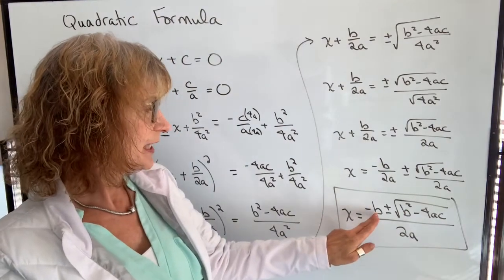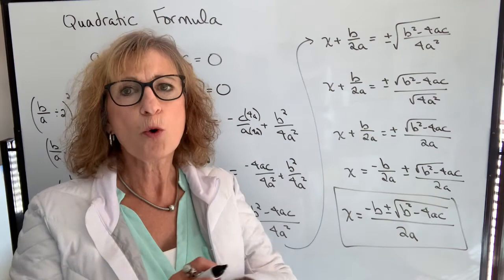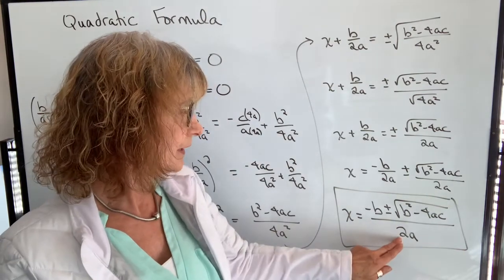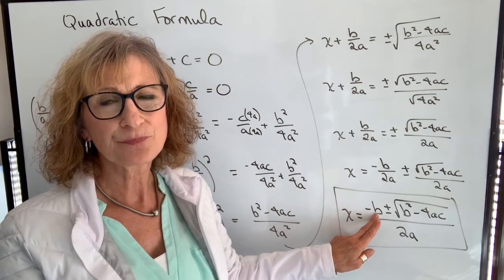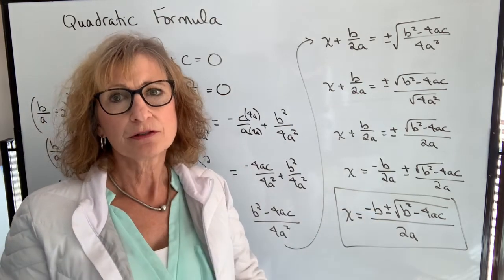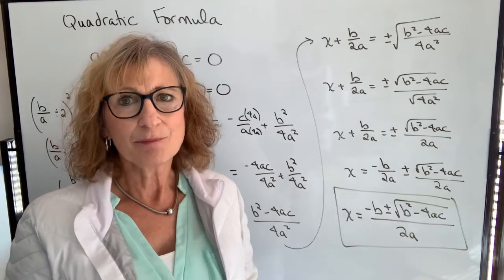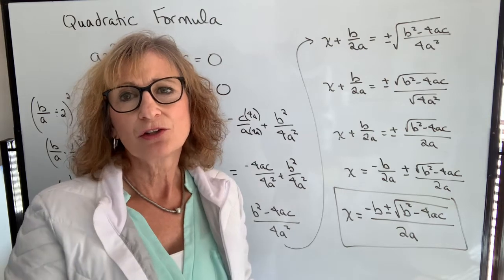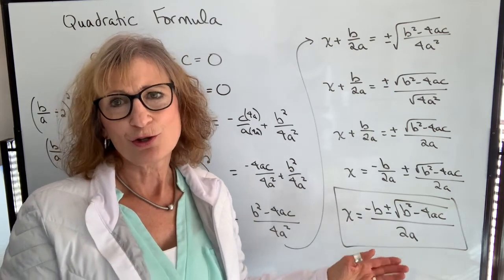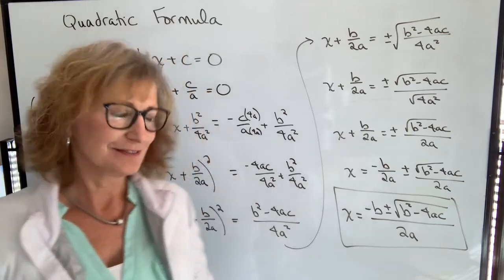The solution will be negative b plus or minus the square root of b squared minus 4ac, the whole thing over 2a. A lot of times students forget to include this term in the numerator. So it's that whole numerator divided by 2a. It's probably something that you're going to be expected to memorize, but I'm now going to look at how we use this to solve quadratic equations. Let's take a look at some examples.